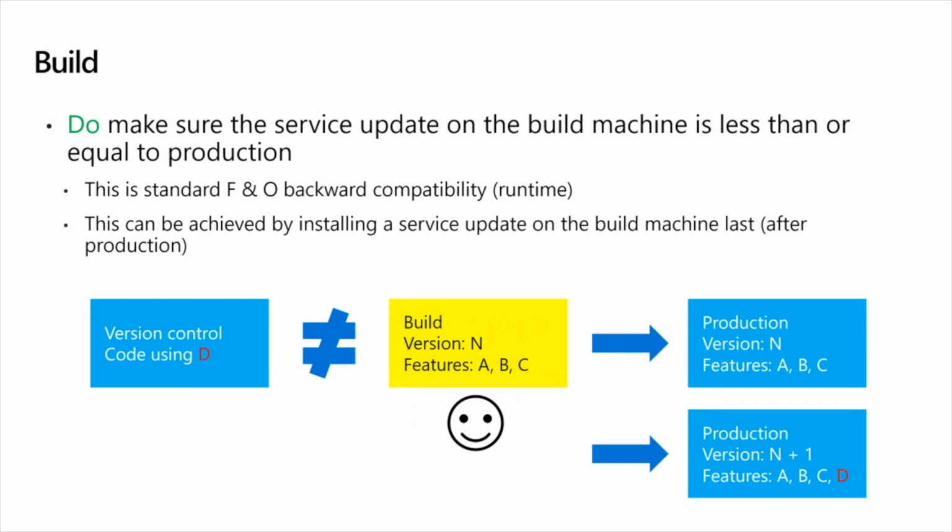You need to make sure that the service update on the build machine is less than or equal to production. This is standard finance and operations backward compatibility at runtime. We guarantee backward compatibility at runtime only.